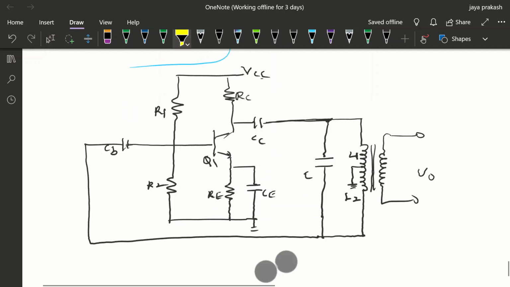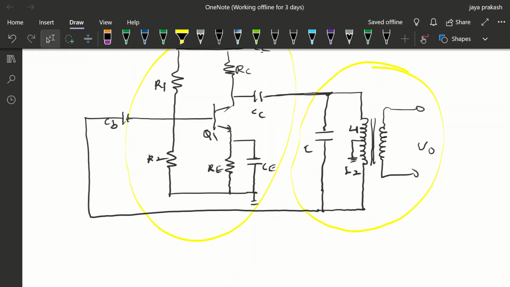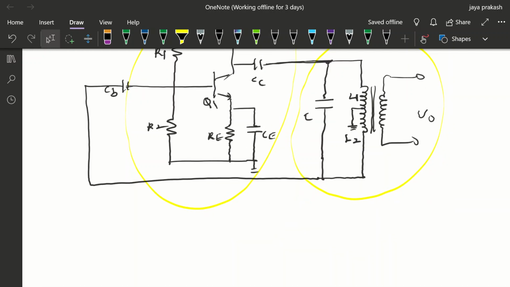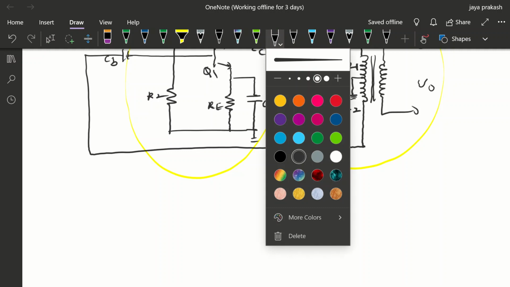Now the working operation is the same as the Colpitts oscillator. This amplifier will provide a 180 degree phase shift, and this beta network also provides a 180 degree phase shift, as per the oscillation principle. At the beginning, without any input, this amplifier amplifies the noise signal, and it is again fed back through this LC circuit. So again it provides the feedback, and it will provide sustained oscillations. Now we will derive the expression for the frequency of the sustained oscillations.